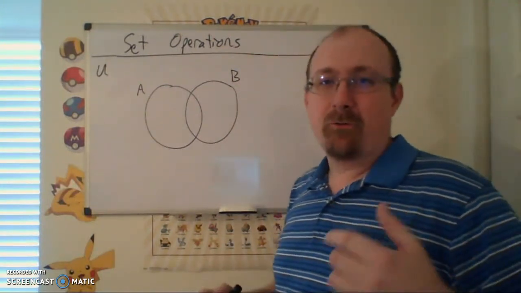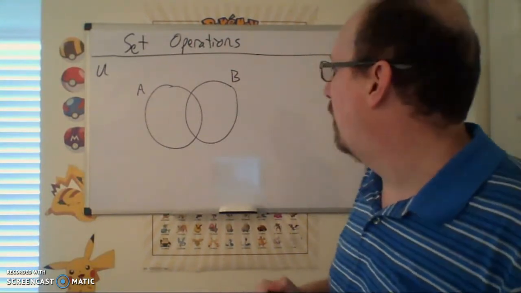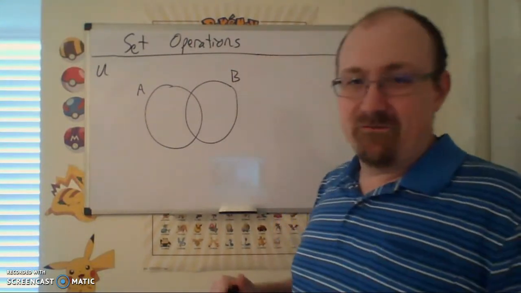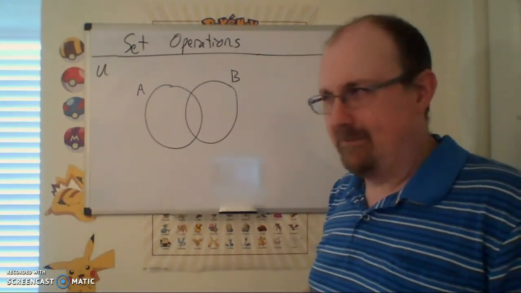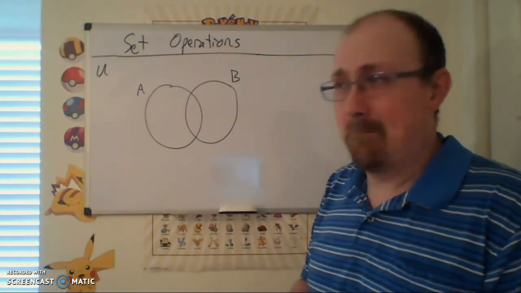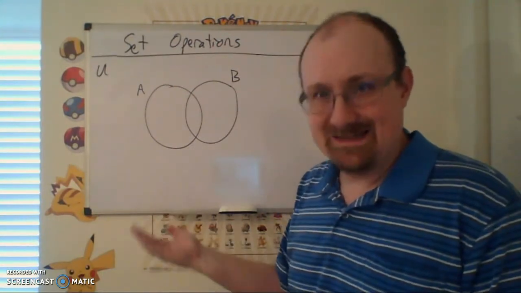So I wanted to talk through those three set operations real quick. The first of the bunch is what we would call the complement of a set, and that one doesn't actually need a pair of sets. We can talk about the complement of A by itself.